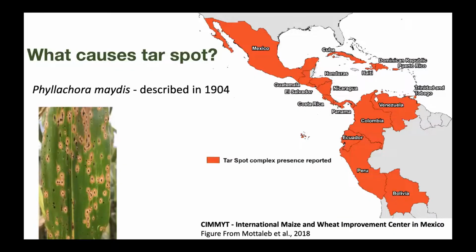So tar spot is a new disease in the United States, but it's not a new disease in the world. Phyllachora maydis has been causing problems for the better part of the previous century in particularly mountainous areas of Central and South America and into Mexico. And you might think of this as a tropical or subtropical disease, and it has been, but it's been in the cooler mountainous areas of those parts of the world.